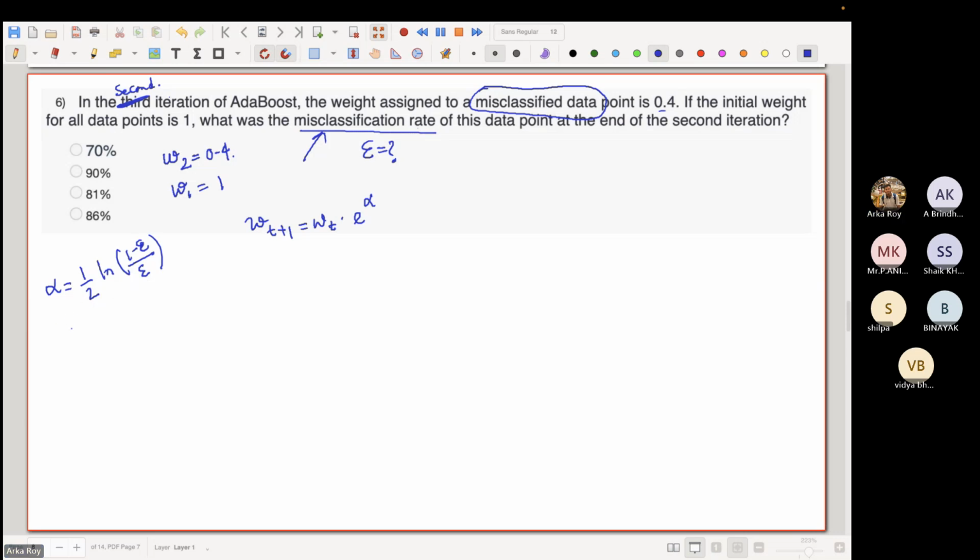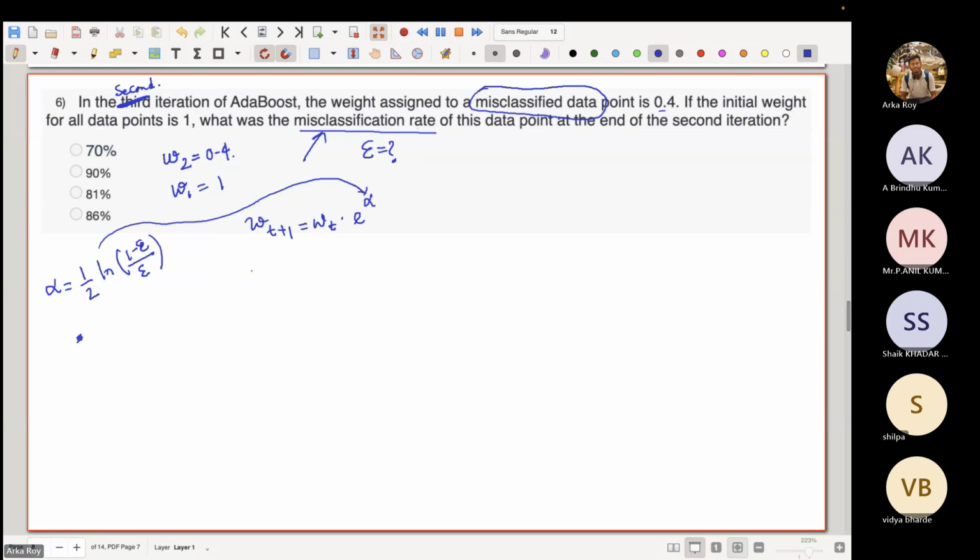Therefore, I can plug this particular formula inside this. So Wt plus 1 equals Wt times epsilon, exponential of half ln of 1 minus this divided by this. So I can write it as Wt e to the power of ln of (1 minus epsilon) by epsilon, to the power half.